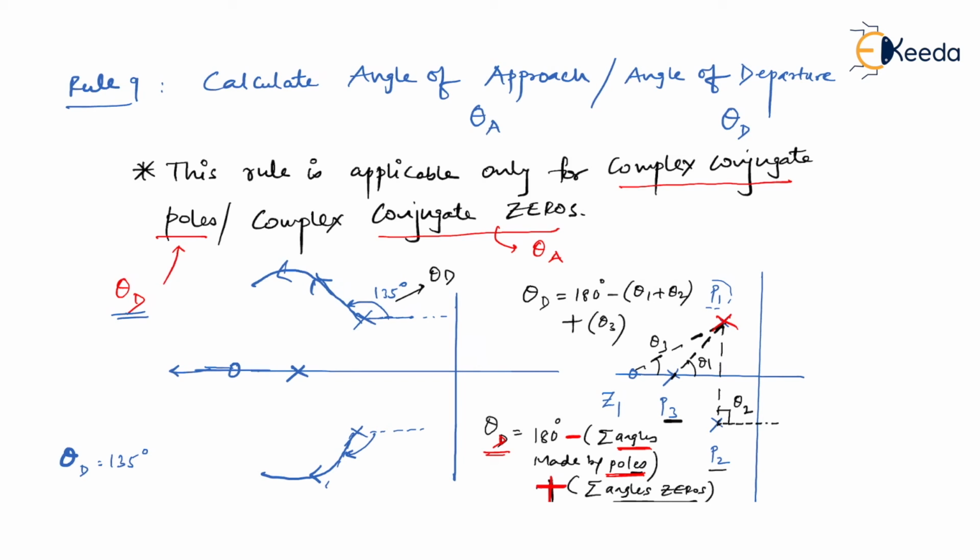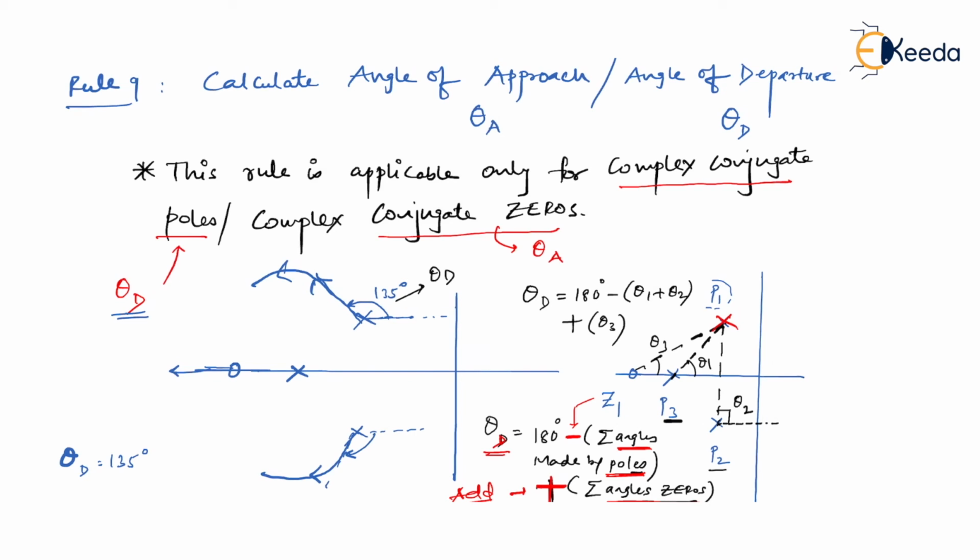Opposite one means you are calculating the departure angle for poles, but if you are summing the angles for zeros, then just add it. So for the same kind, poles, you subtract, and for the opposite kind, zeros, you add. I hope you understand that. So this is how you calculate theta D.